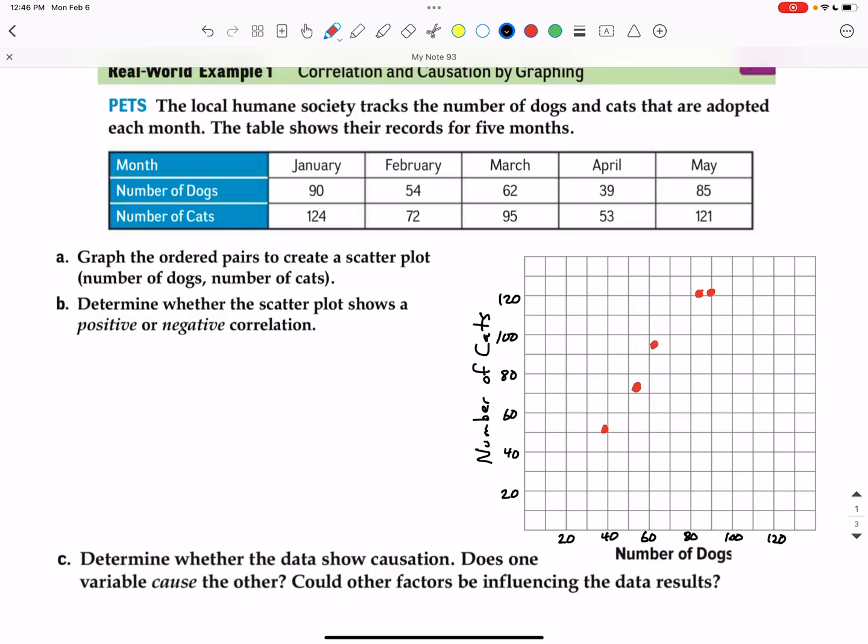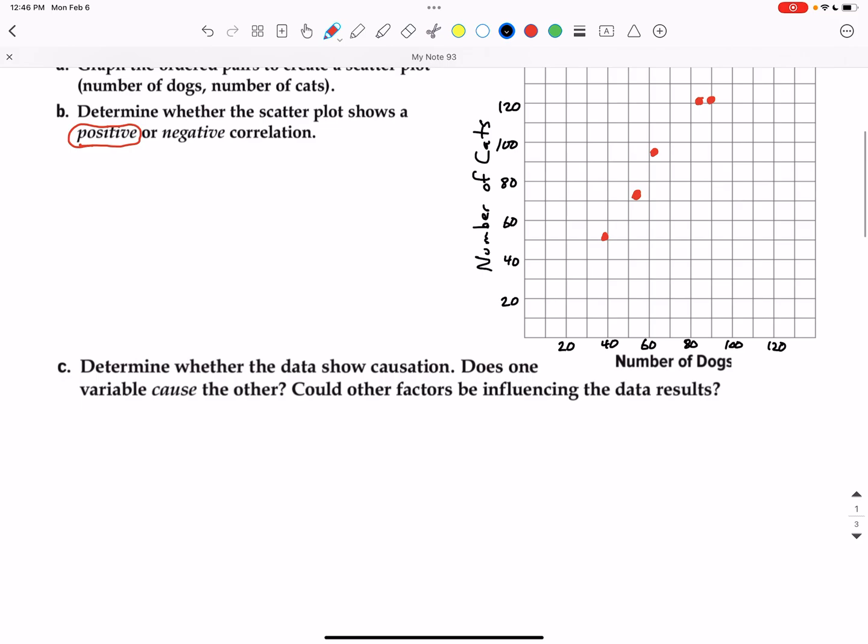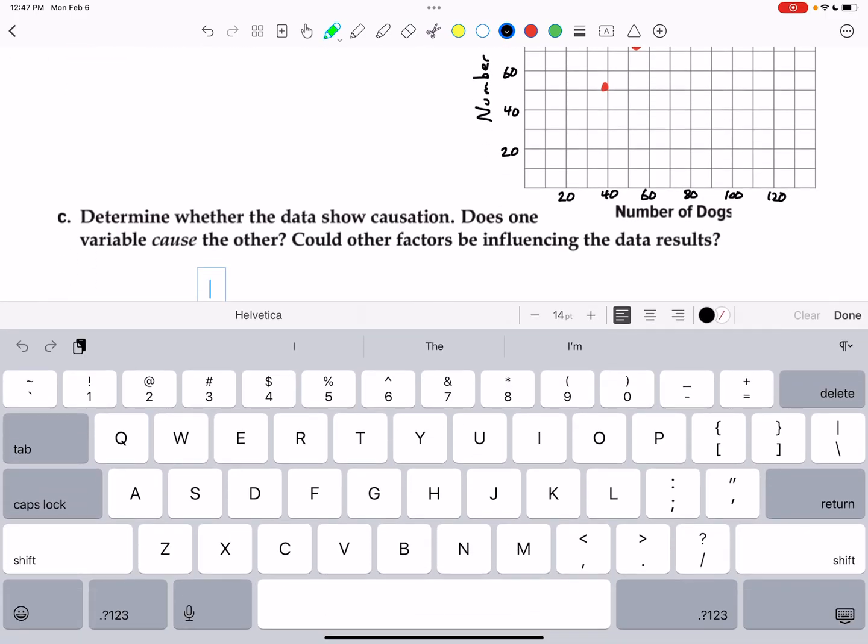Determine whether the scatter plot shows a positive or negative correlation. I would say this is distinctly positive because as the number of dogs increases, so does the number of cats. Determine whether the data shows causation. Does one variable cause the other? Could other factors be influencing the data results? So what this is asking you is, does the number of dogs adopted cause the number of cats adopted to also increase? And the answer to that, really simply, is no. This is not causation.